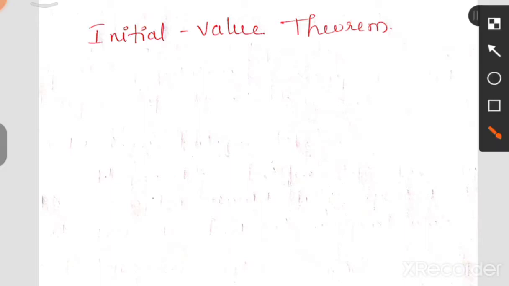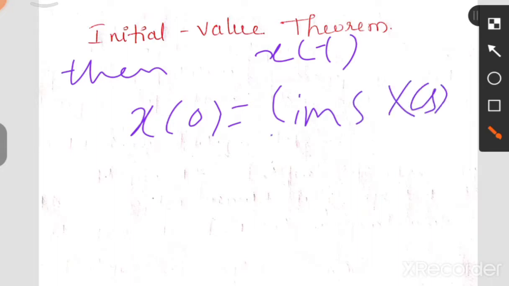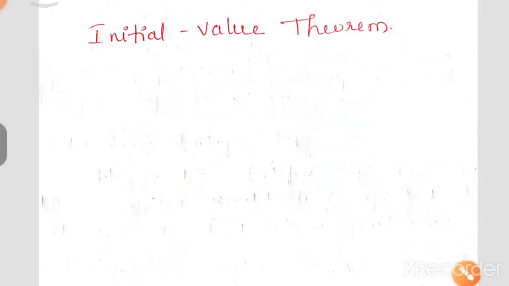That is your causal signal. Now we'll define: if x of t is a causal signal, then x of 0 will be equal to the limit of s into X of s, where s tends to infinity. This is the theorem of initial value. Okay, now we'll prove this.